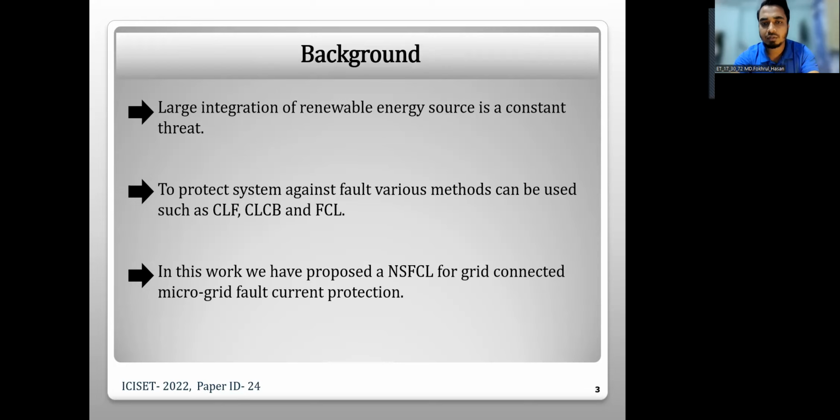Microgrids are becoming an increasingly popular option nowadays. Microgrids have the ability to run in both grid-connected and island modes of operation. But large integration of renewable energy sources is a constant threat because it increases the magnitude of fault current when a fault occurs in the power system. To protect the power system, various protective devices are used, but these are not good enough against high magnitude of fault current. So for this reason, we have designed a system to reduce the fault current.